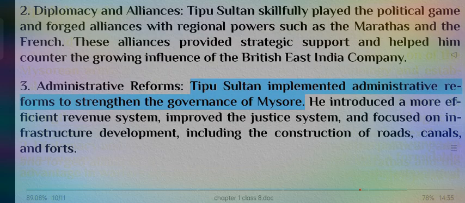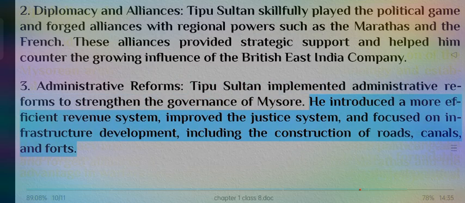Tipu Sultan implemented administrative reforms to strengthen the governance of Mysore. He introduced a more efficient revenue system, improved the justice system, and focused on infrastructure development, including the construction of roads, canals, and forts.